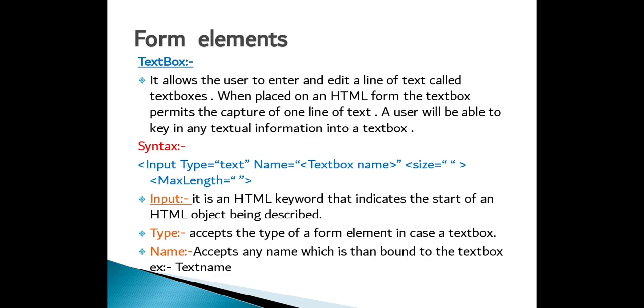Okay, so input type equals text. So here, look: input type, name, size, maximum length. So these are the attributes for the text box. Input means it is an HTML keyword that indicates the start of an HTML object being described. Type accepts the type of a form element, in this case a text box. Name accepts any name which is then bound to the text box. Example, text name. So here we can give any name for the text box.